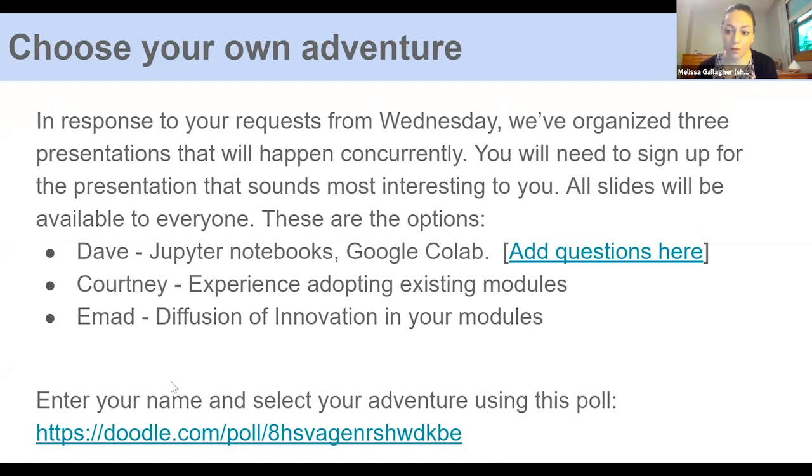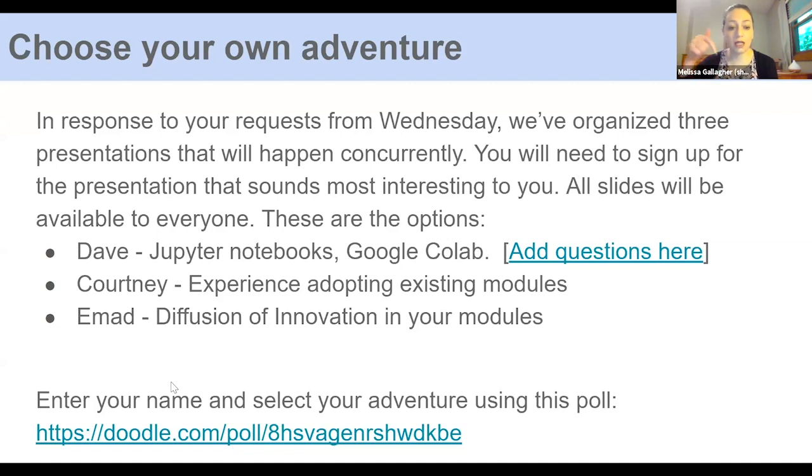Before we jump in and get started, today there will be some presentation that we do all together at the beginning, and then we'll break out into 3 breakout groups. One led by Dave, talking about Jupyter Notebooks and Google Colab. One where Courtney is going to talk about her experience adopting an existing module into her course this past spring. And one where Ahmad talks about diffusion of innovation in your modules. This is related to our question for you yesterday about what you still wanted to know about.